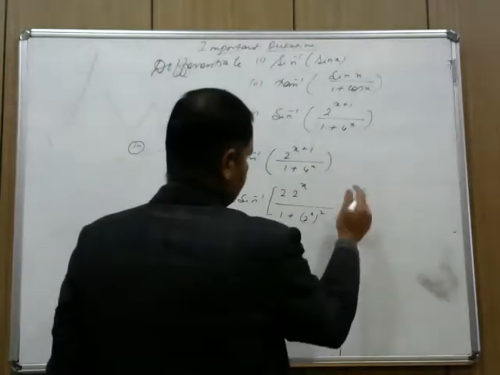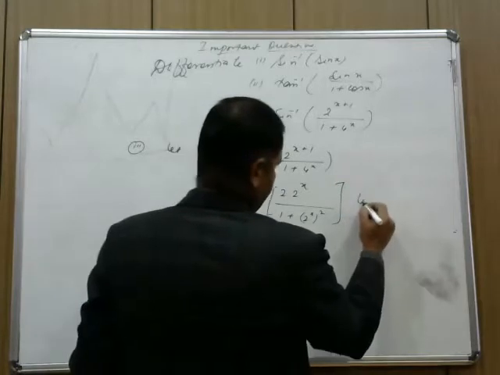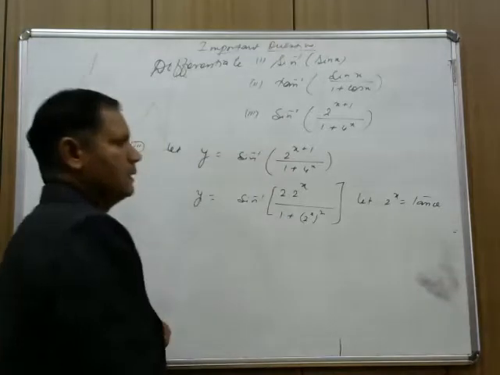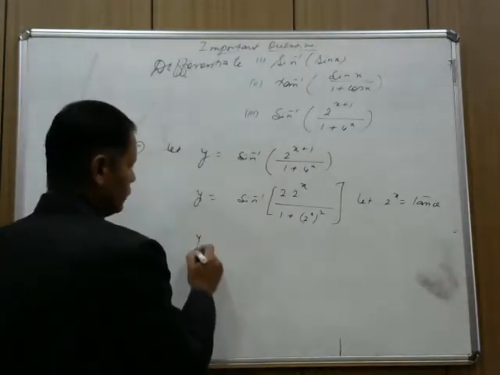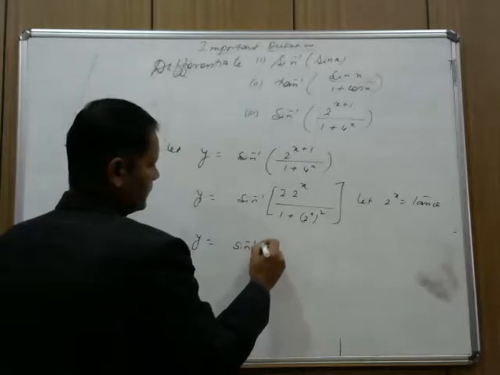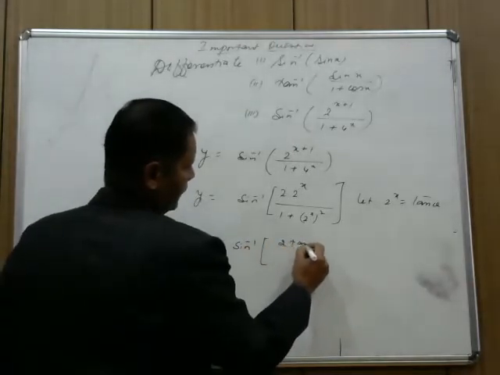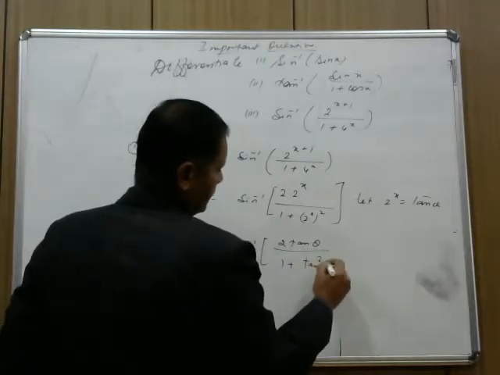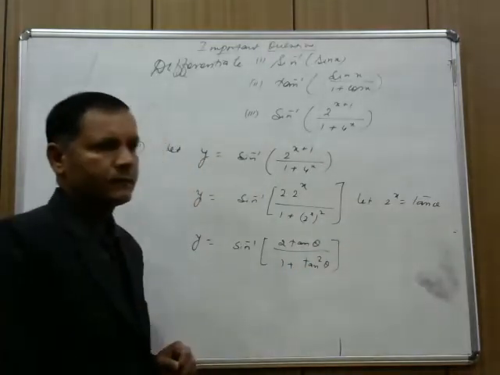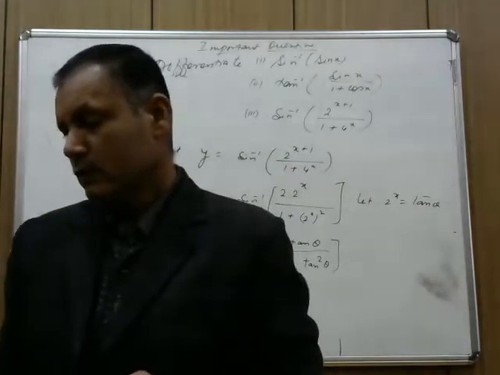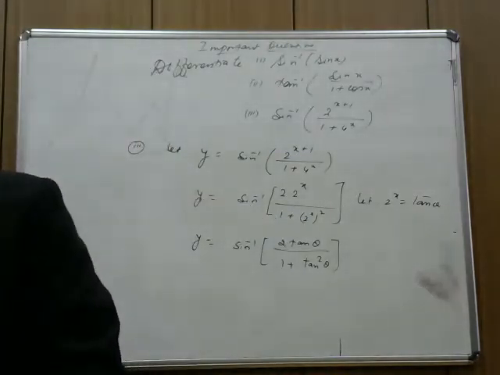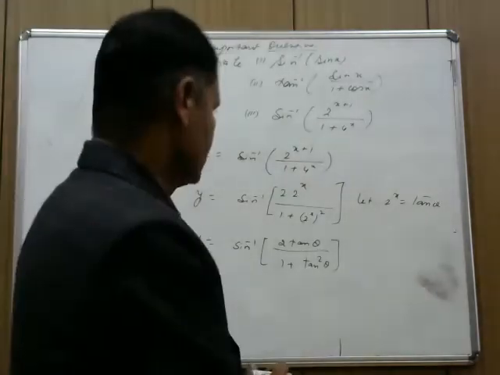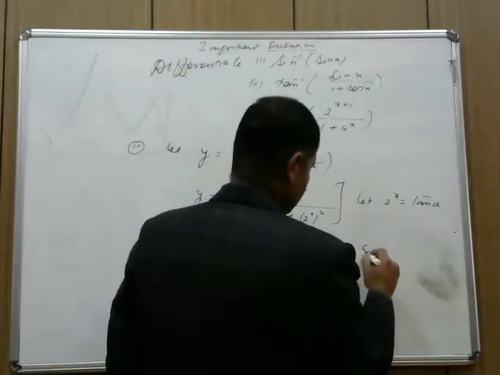Can I write? And now let 2 to the power x is equal to tan theta. So now I get y is equal to sine inverse 2 tan theta upon 1 plus tan square theta. Now 2 tan theta upon 1 plus tan square theta is equal to how much? Sine inverse sine 2 theta.